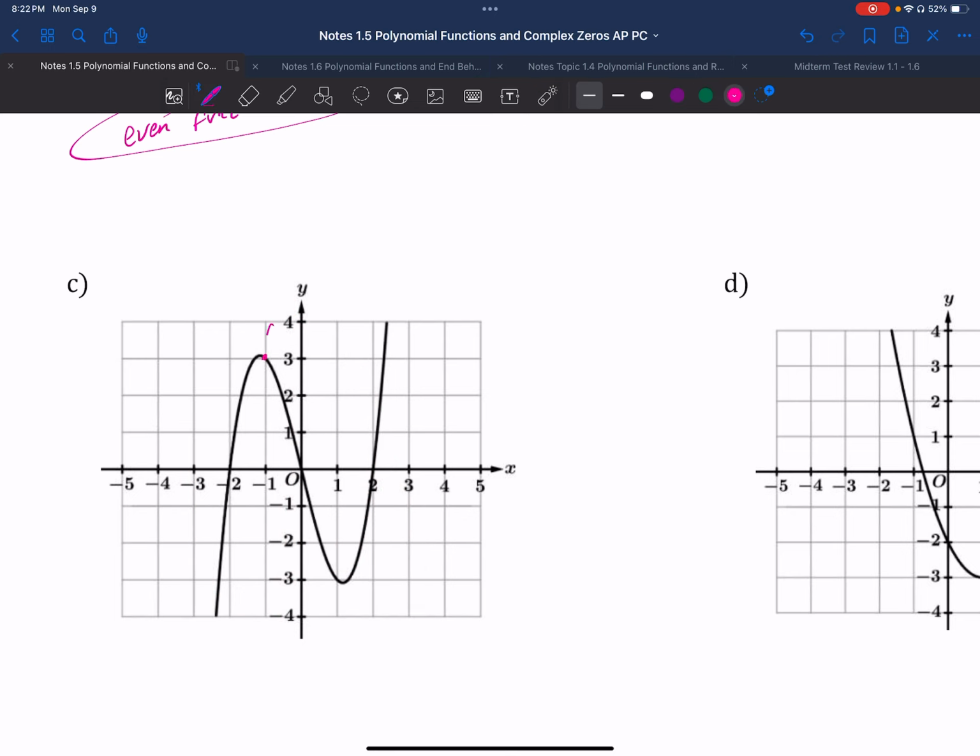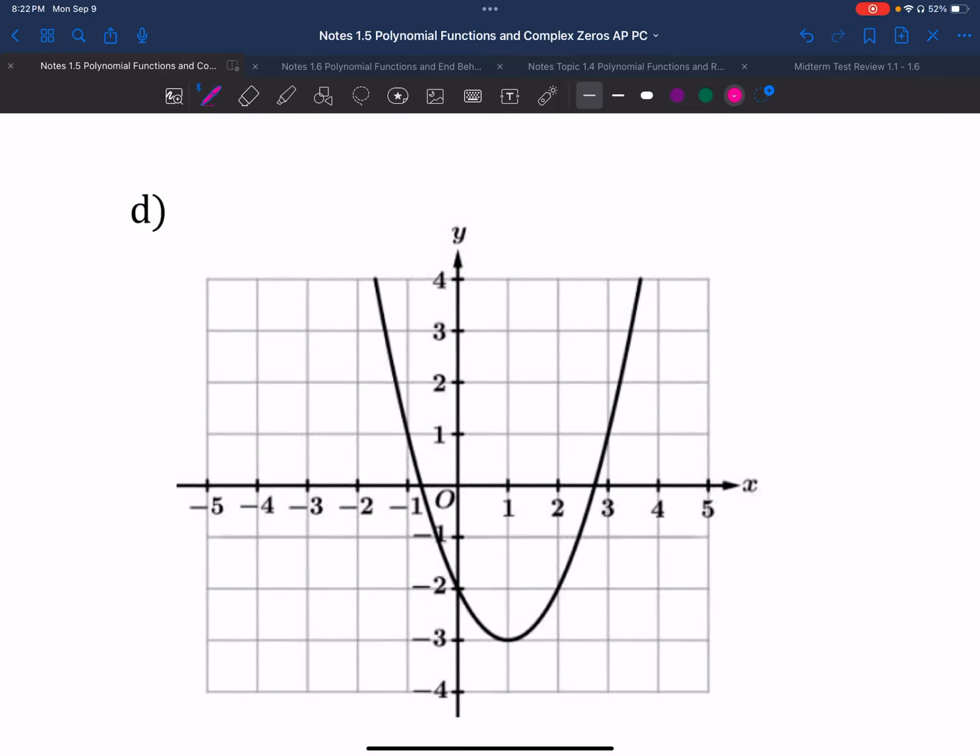Or you can look at some points. So this one is going to be -1, +3. And then this one is going to be -3, -1. Same thing here, 2, 0, -2, 0. Again, you can see that the signs are all swapped or opposites of each other. So that will tell me that this is an odd function.